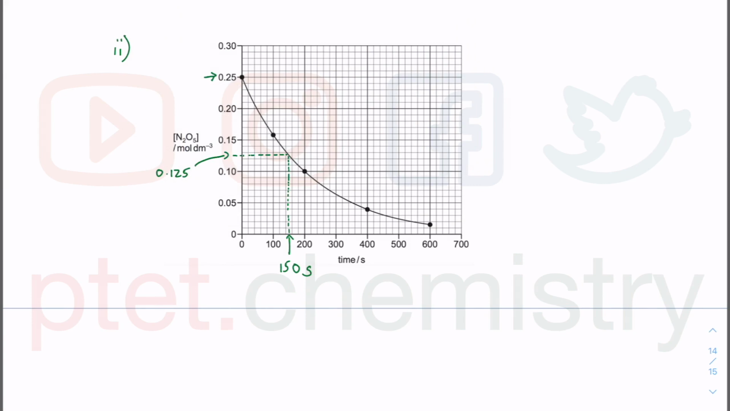0.125 divided by 2, I get 0.0625. This is 0.05. 0.06 is the next one, so I want 0.0625, give or take somewhere around there. Some people will say, oh, it's not very exact. Oh well, tough luck, it's just a graph. Then you have 250, 267, there's 280, so between 280 and 300 is going to be 290 seconds there.